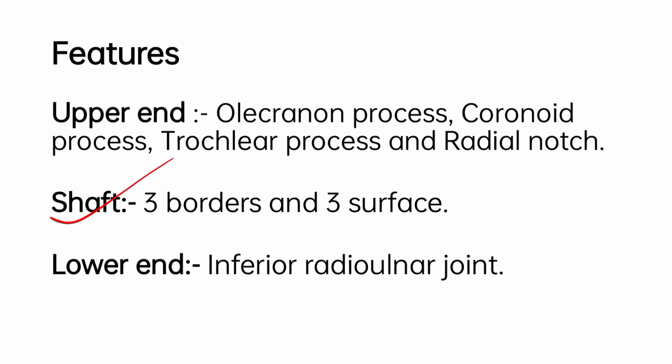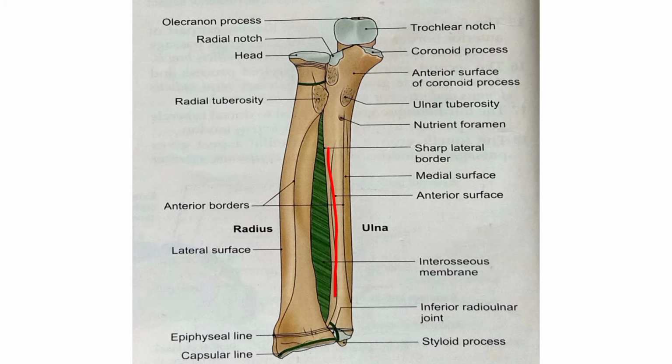Moving further to the shaft. The shaft has 3 borders and 3 surfaces. We'll first see the borders. So, first border is lateral border or interosseous border. It is the sharpest in its middle two-fourths. Inferiorly, it can be traced to the lateral side of the head. Superiorly, it is continuous with the supinator crest. Moving further, I'll show you, this is the lateral border or the interosseous border.